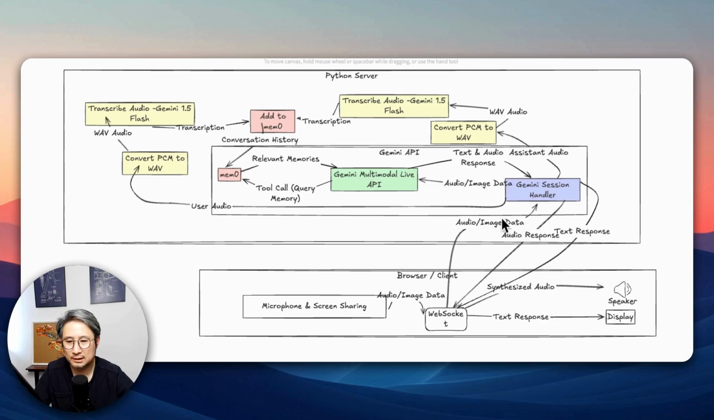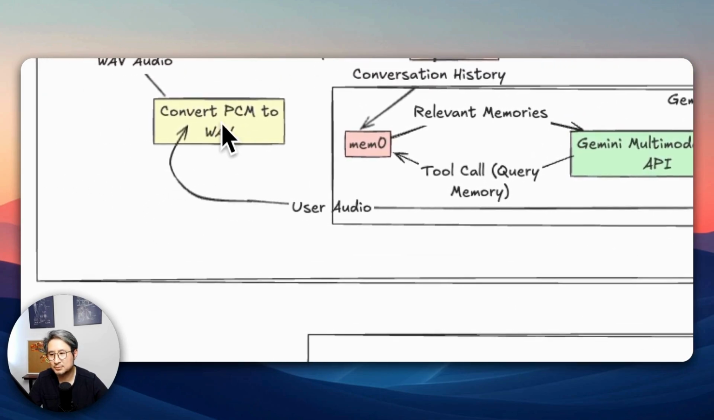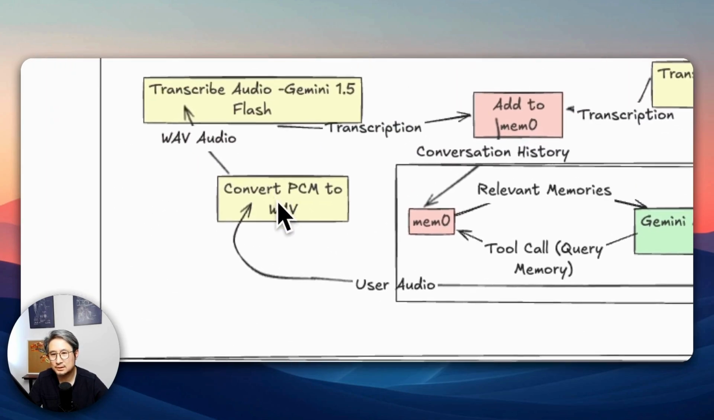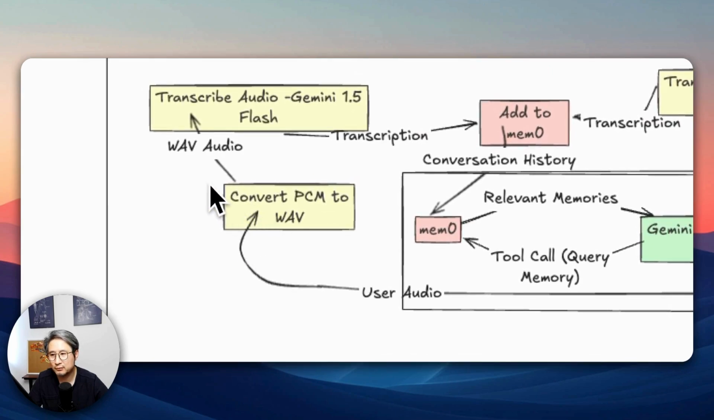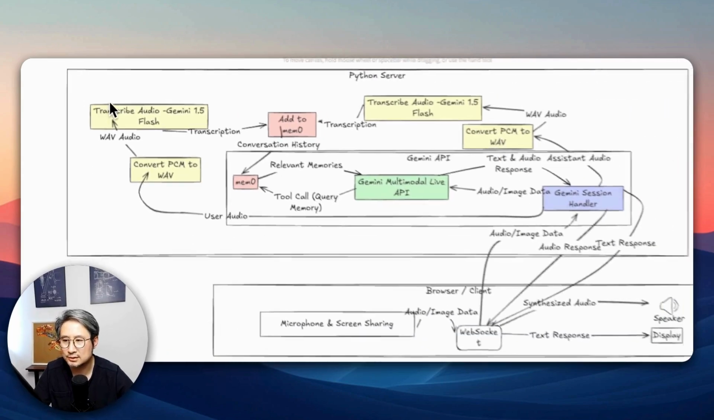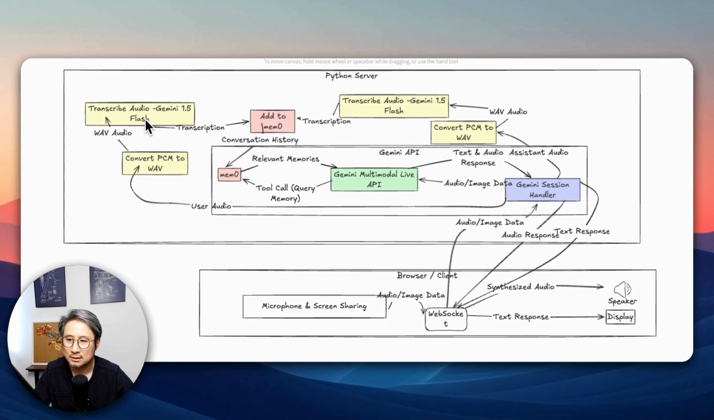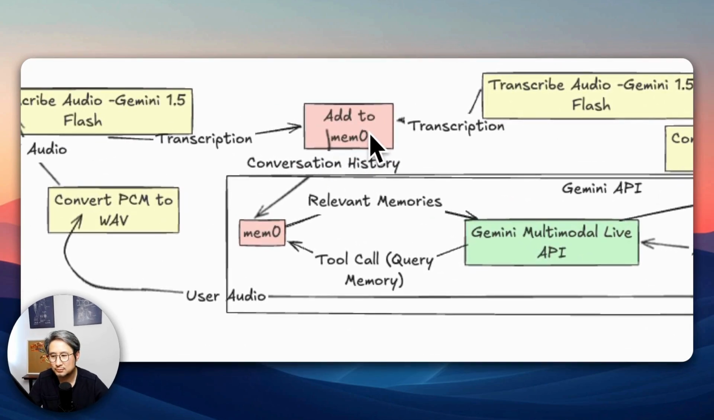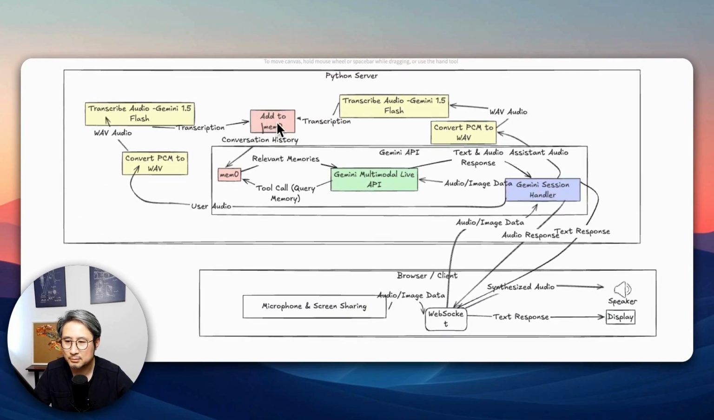First, the user audio data that's received from the client will be directly sent to a convert PCM to wave component, and that component converts the raw audio into a wave format that is acceptable by the Gemini 1.5 Flash model to do the simple transcription task. And the transcribed text will be sent to the add to Mem0 function blocks, which uses Mem0 to store the historical conversations into the vector stores managed by the Mem0 framework.